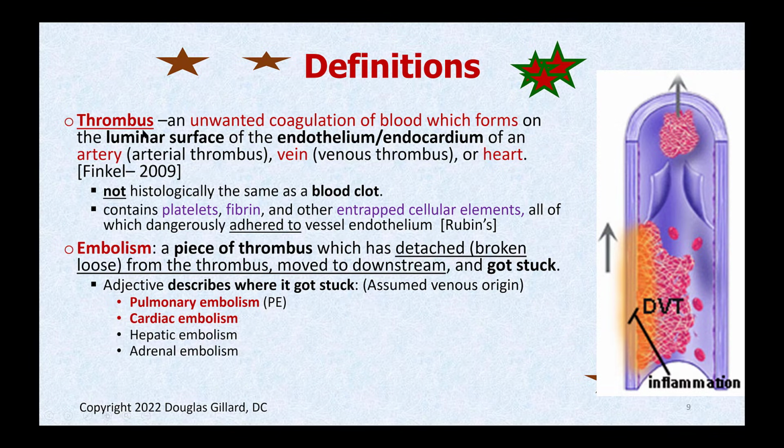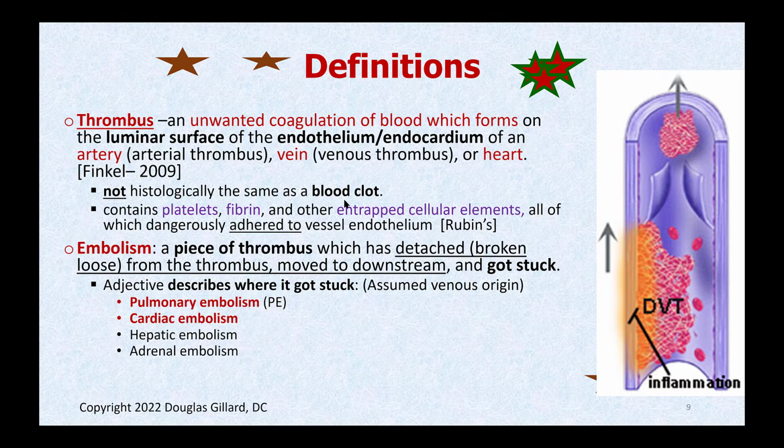Thrombosis or thrombus, we already said. Thrombus is an unwanted coagulation of blood. We already said that. Not histologically the same as a blood clot. Blood clots happen when an artery bursts and you leak blood outside of the vessel, and the clotting that occurs is called a blood clot.